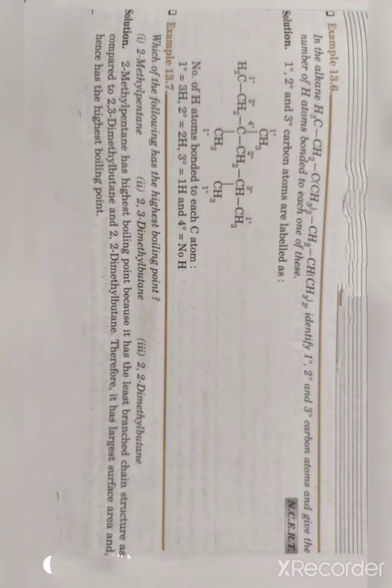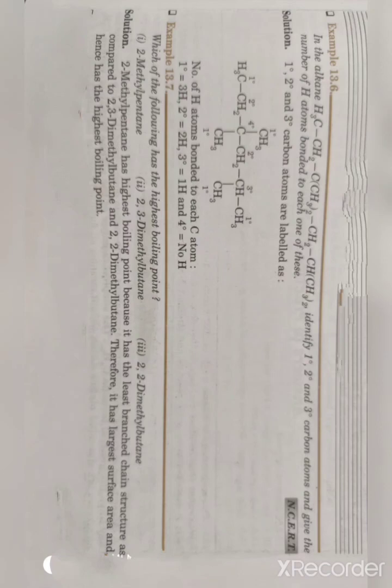The next question is, which of the following has the highest boiling point? In order to give such answers, better expand the structures, we have to compare the molecular mass. The greater the number of carbons, the greater will be the boiling point. And if the same molecular mass is there, the branched one has less boiling point. When you make the structure of this one and compare it, you can see that 2-methyl pentane has the highest boiling point because it has the least branched chain.